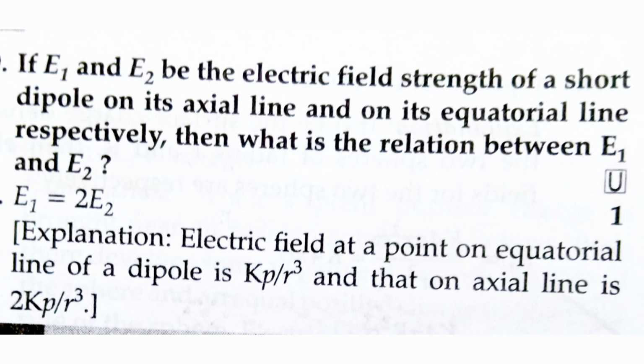In the case of the axial line, what is it? E is equal to 1/4 pi epsilon into 2p by r cube. Then on the equatorial line, what comes? Yes, that is 1/4 pi epsilon into p by r cube. So what will be the relation? E1 is equal to 2E2. So that equation also you should remember. So only this much you have to mention now. E1 is equal to 2E2.